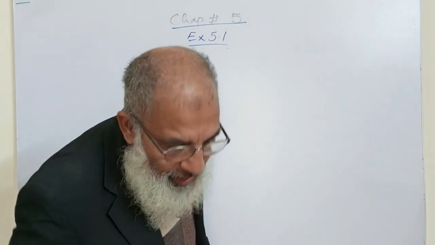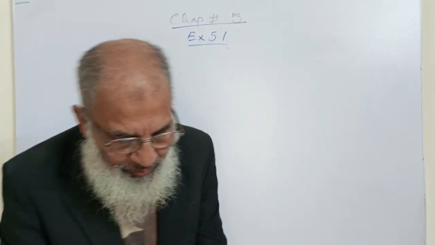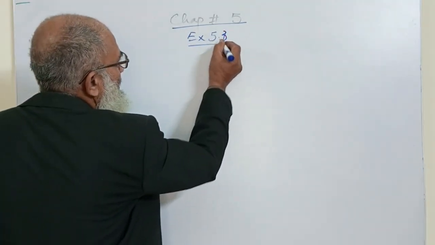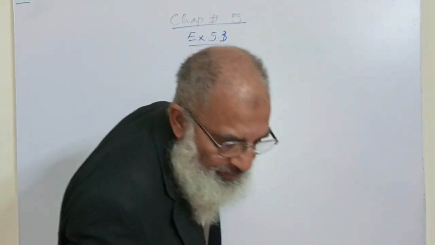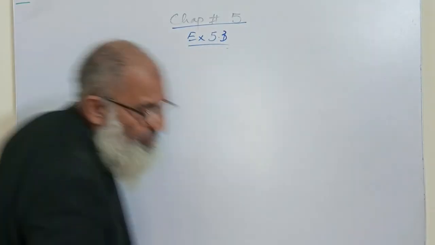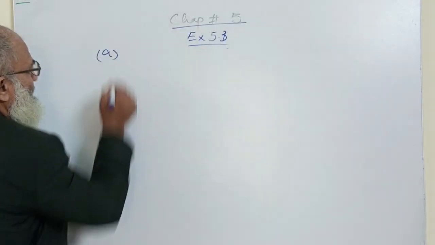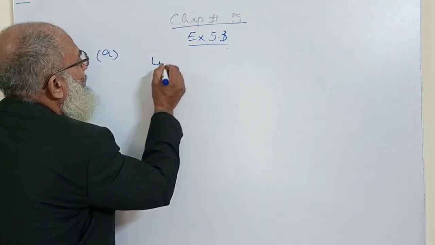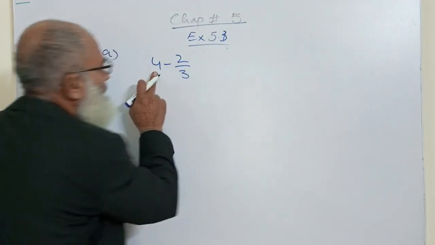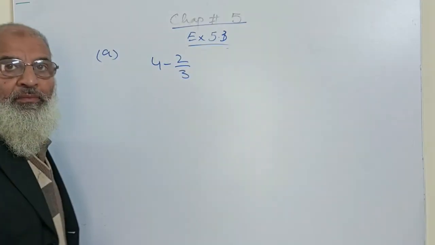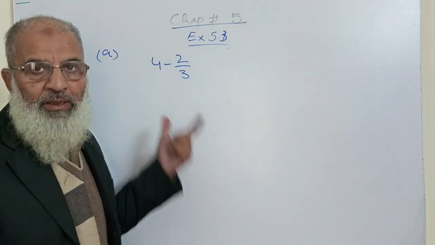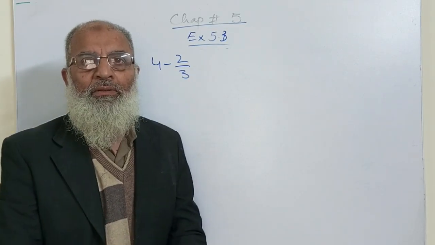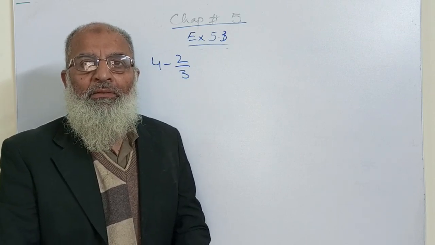So exercise 5.3, question number 2. Oh, I have written it wrong. This is 5.3. Now we start from part A, that is 4 minus 2 upon 3. Now you see we have come up with one whole number and one fraction. In fact, this whole number is also a fraction. We can turn it into a fraction very easily without any problem.